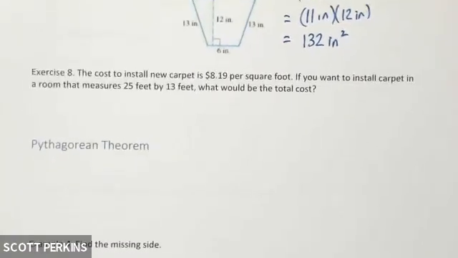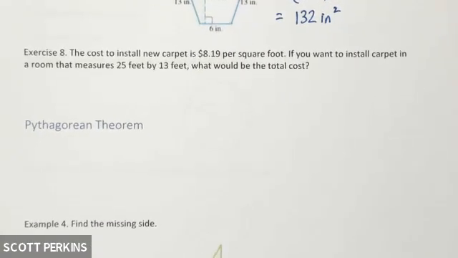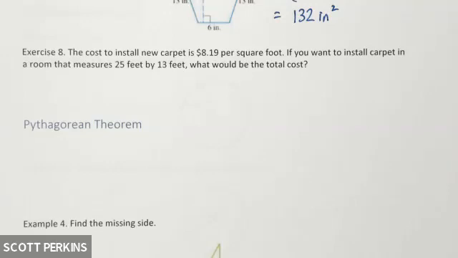So exercise 8 is kind of a simple application of area. So I'm going to give you a moment to chew on this. It says the cost to install new carpet is $8.19 per square foot. If you want to install carpet in a room that measures 25 feet by 13 feet, I'm assuming that it's a rectangle. I didn't say that, but I'm assuming somebody didn't build a trapezoidal room.